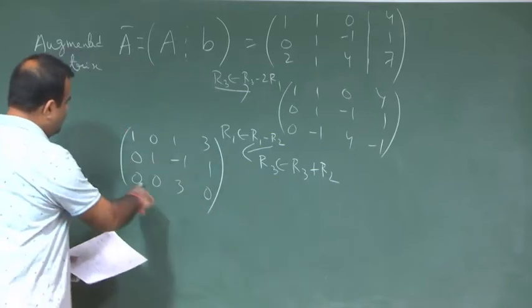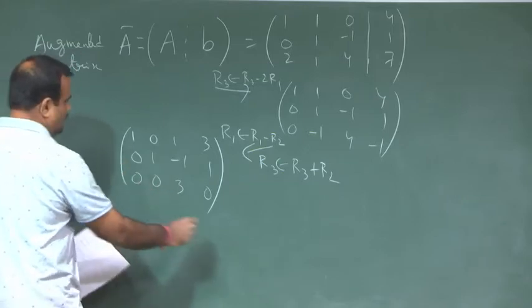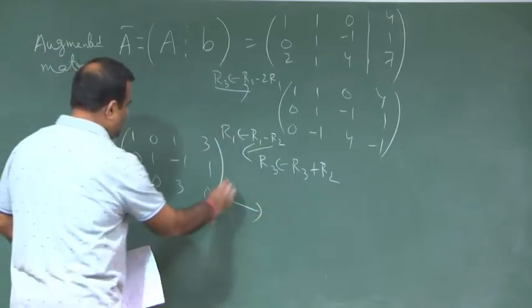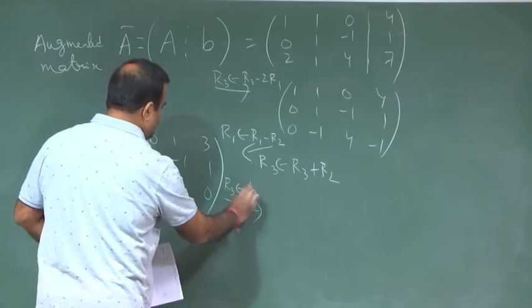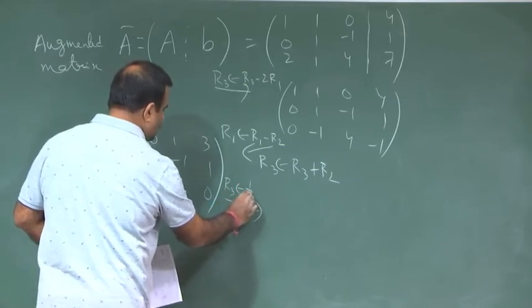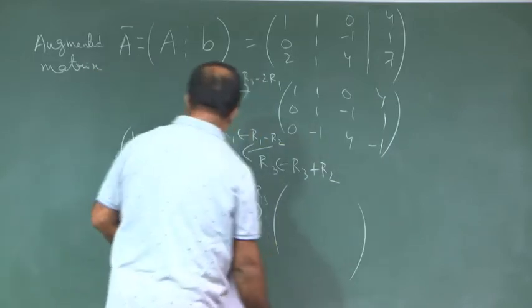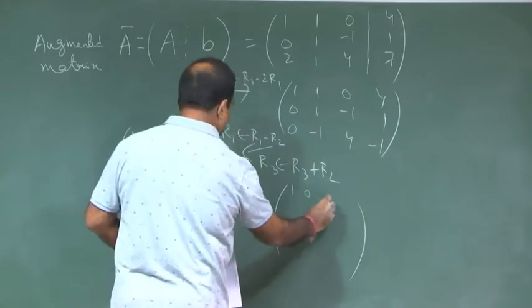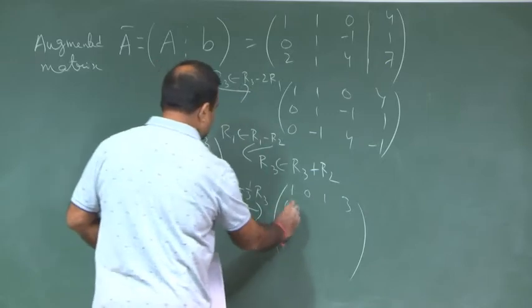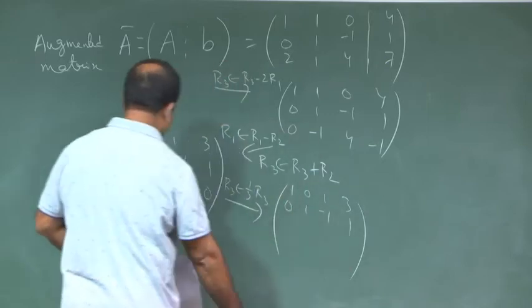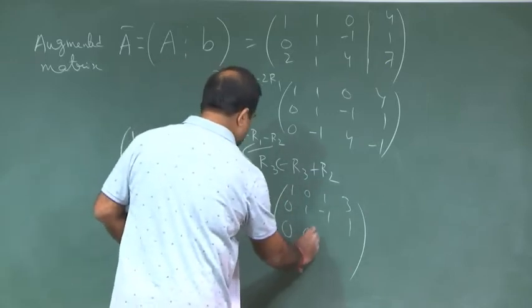Now if we divide again, R3 goes to half of R3, then this will become how much? 1 0 1 3, 0 1 minus 1 1, then 0 0 1 0.